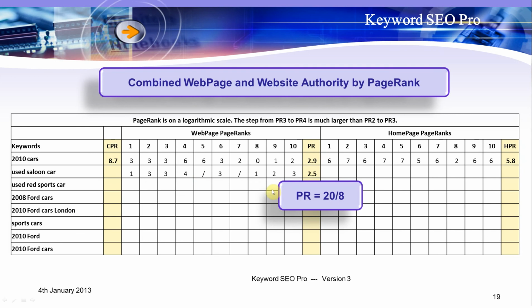We continue with the analysis. The web page in position 7, similarly, there's no number. So if we add up these numbers, it comes to 20. And now there are only 8 web pages where we have numbers. So the average is 20 over 8, which is 2.5.